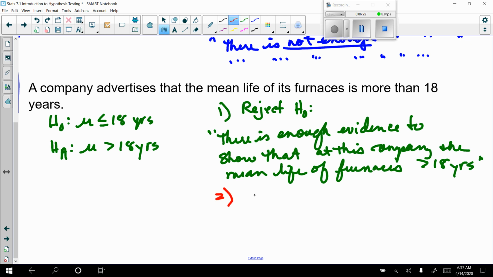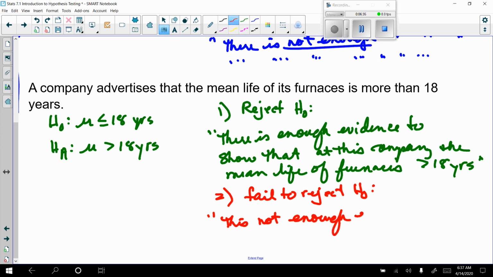And if you fail to reject, what you're saying is there is not enough evidence to say, and all the rest is the same. Not enough evidence.